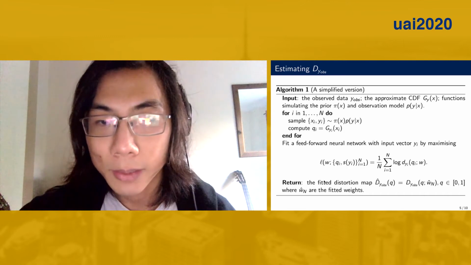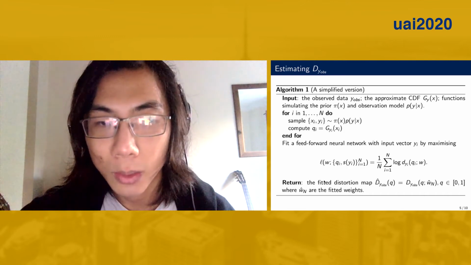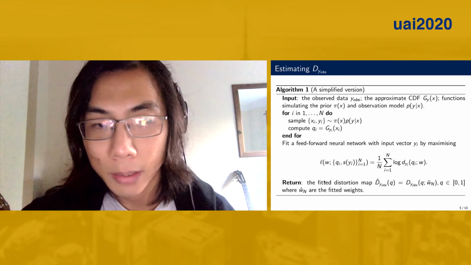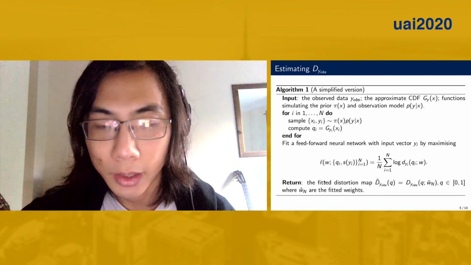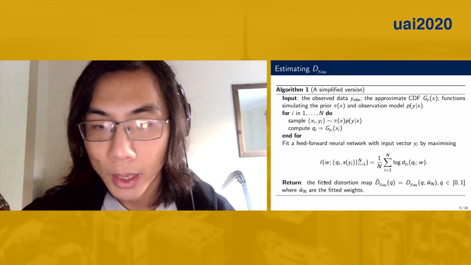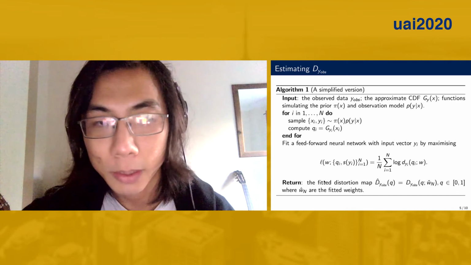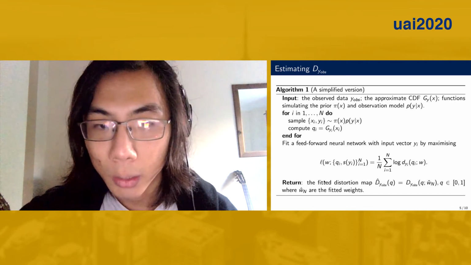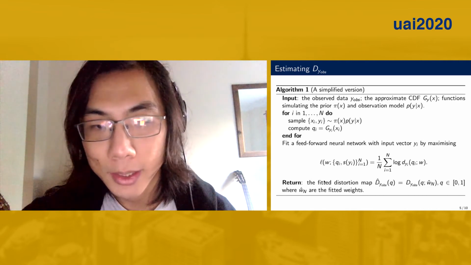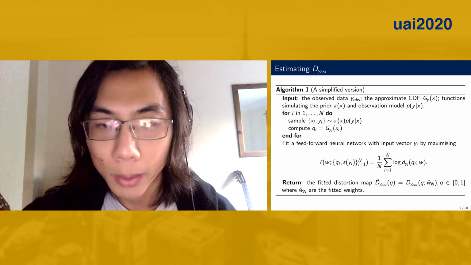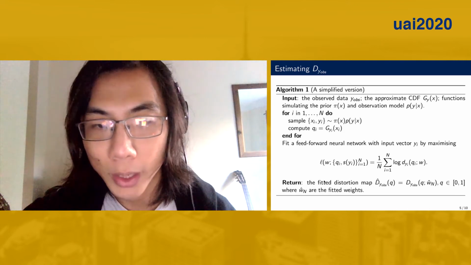Here is how we do it. We only need the observed data y-obs, an approximation scheme which takes data vector y as input and returns the approximate marginal CDF. We also need functions to sample from the prior and the observation model. We first sample pairs of parameters and data from the generative process. Then for each yi, we apply the approximation scheme, get the approximate CDF Gyi, and evaluate at xi.